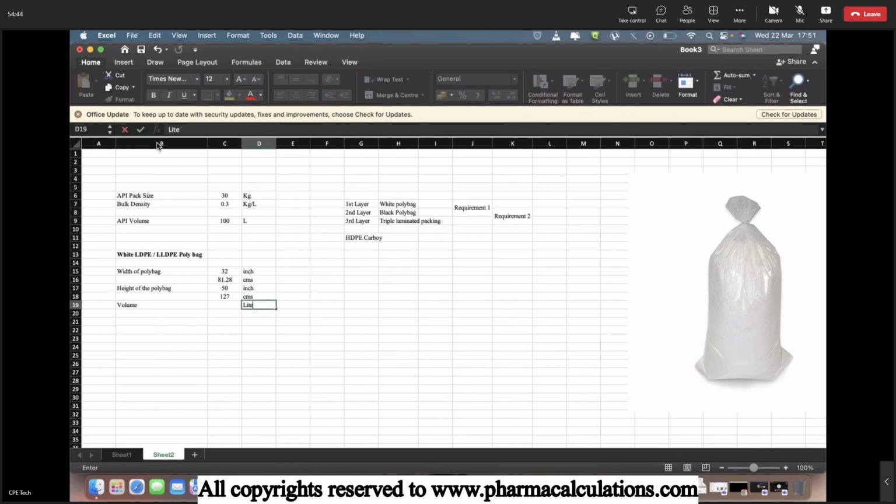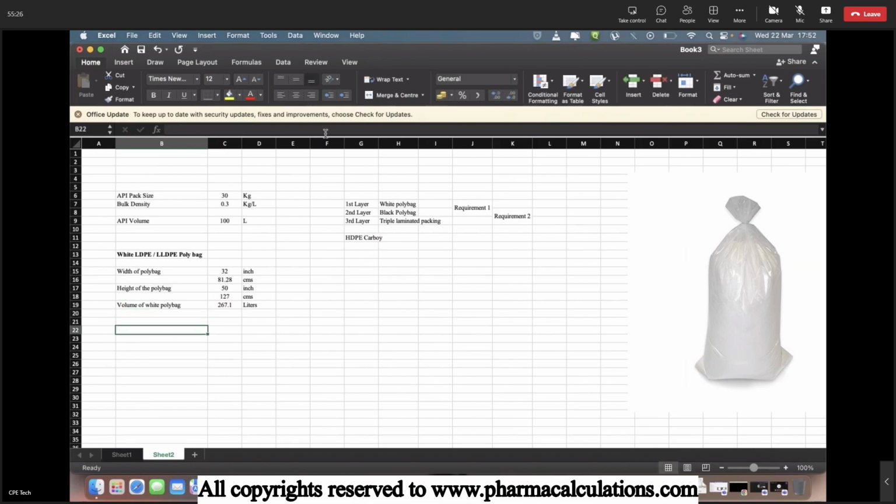And now the volume. I'll consider this in liters, and the volume we are going to calculate as the square of the width, that means this to the power 2, multiplied with the height, divided by pi 3.141, and we have to multiply this with 1000 just to convert centimeter cube to liters. So we got almost 267 liters of volume. This is the volume of a white LDPE bag.